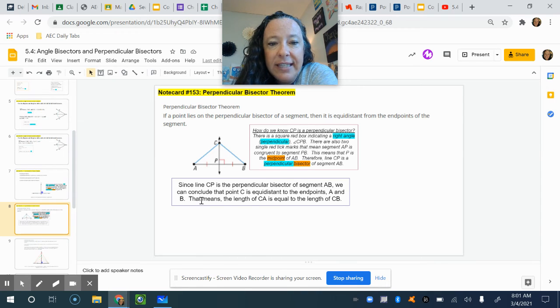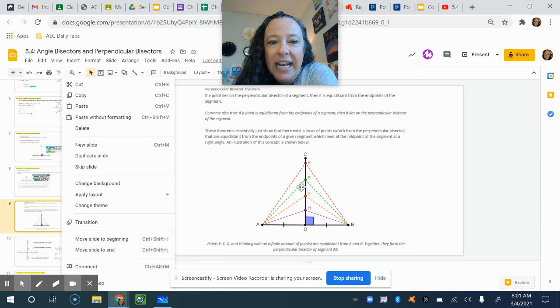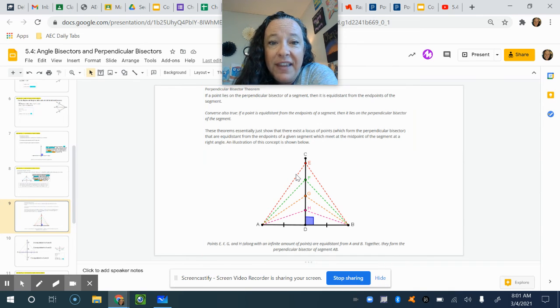And then right here, since line CP is the perpendicular bisector of segment AB, we can conclude that C is equidistant to the endpoints A and B, meaning that the length of CA is equal to the length of CB. Finish note card 153.